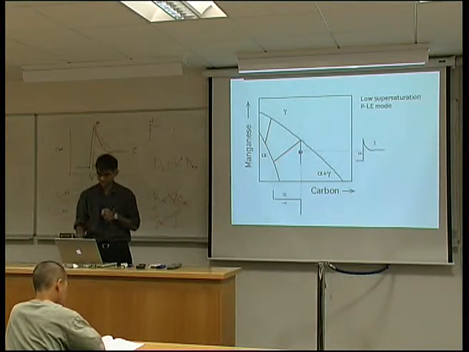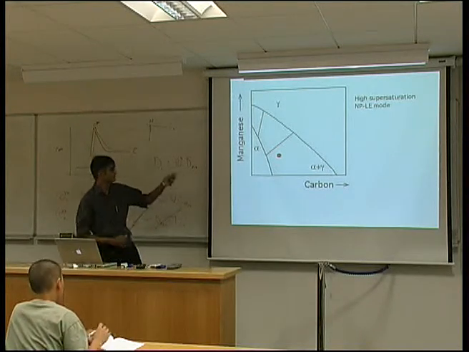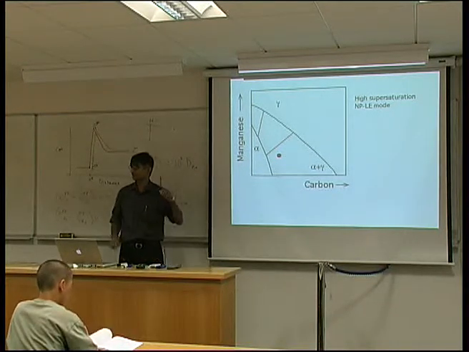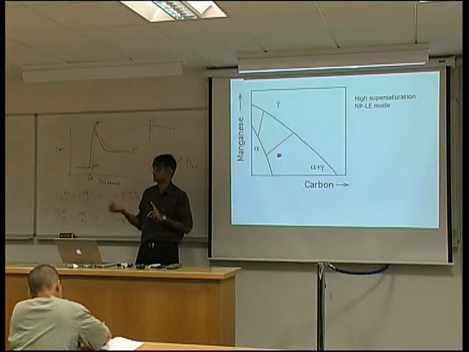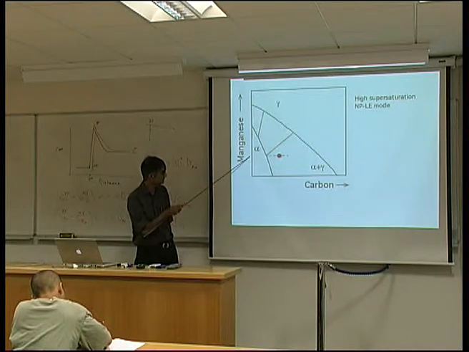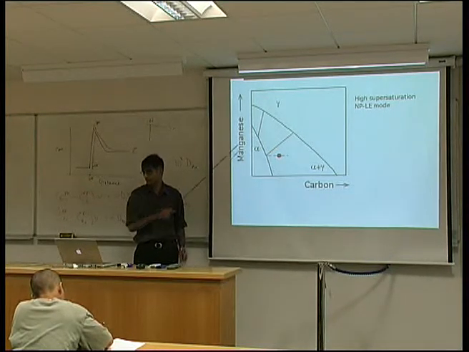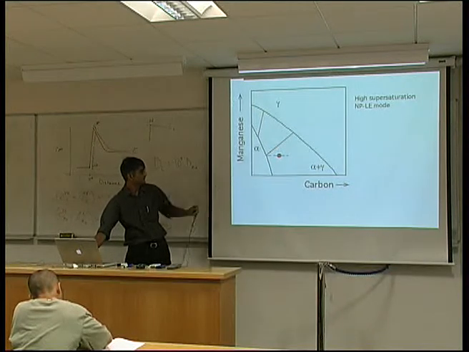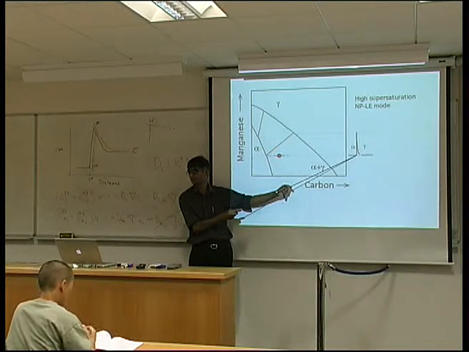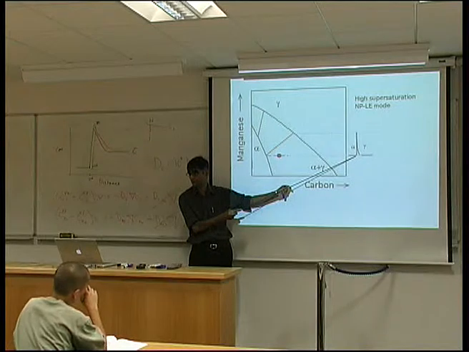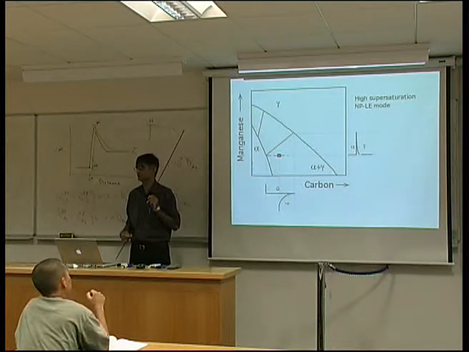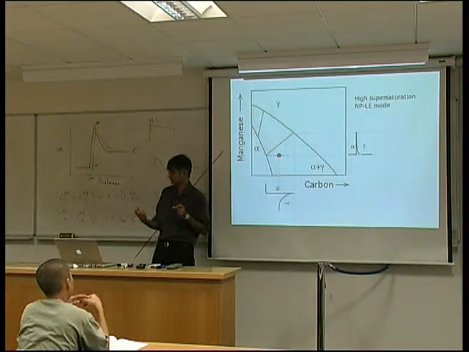So the alternative possibility is this: I have an alloy here. I'm going to draw a horizontal line through it so that the manganese concentration of the ferrite is the same as the average manganese concentration. And that gives me that tie line. Now you see the gradient of manganese becomes extremely steep, so that compensates for the slow diffusion of manganese, and we have this long-range diffusion of carbon. So there is a second way in which we can solve these equations.